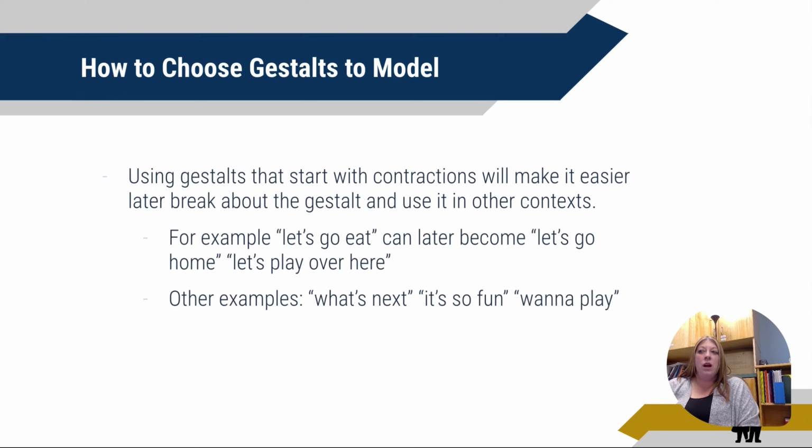If a child's using scripts from movies, try to figure out what they are trying to communicate and model a gestalt that matches. So like the Bubble Guppies example. We figured out that it meant she was happy or excited, so we gave her "I'm so excited," and we modeled that so she could learn that phrase instead.